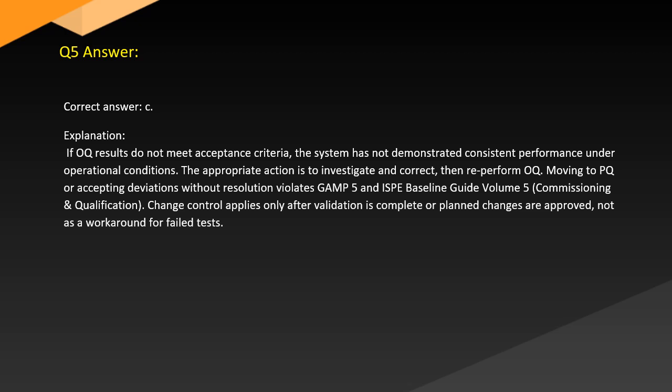Answer. Correct answer: C. Explanation. If OQ results do not meet acceptance criteria, the system has not demonstrated consistent performance under operational conditions. The appropriate action is to investigate and correct, then re-perform OQ. Moving to PQ or accepting deviations without resolution violates GAMP 5 and the ISPE Baseline Guide Volume 5, Commissioning and Qualification. Change control applies only after validation is complete or planned changes are approved, not as a workaround for failed tests.